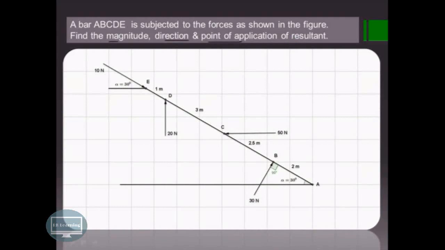As shown in the figure, the distance between A and B is 2 meter, between B and C it is 2.5 meter, between C and D it is 3 meter, and between D and E it is 1 meter. At point B, a 30 Newton force is acting, making an angle of 90 degree with AB. A horizontal force of 50 Newton is acting at point C. A vertical force of 20 Newton is acting at point D. And a force of 10 Newton is acting along this particular bar.